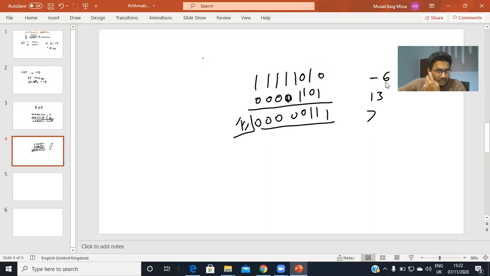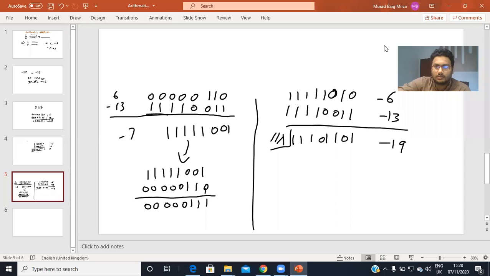Now if we solve this in normal decimal format, we get the answer 7. 13 minus 6 is 7, but in binary we are just adding these two numbers. We are getting the right answer because we are adding the 2's complement of 6, which is -6, to 13, and we get the number 7. Now we will see what will happen if we have -13 and +6, and we add them.